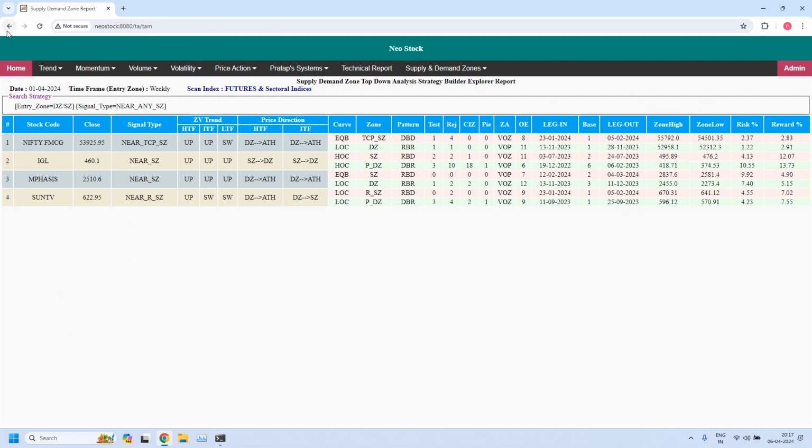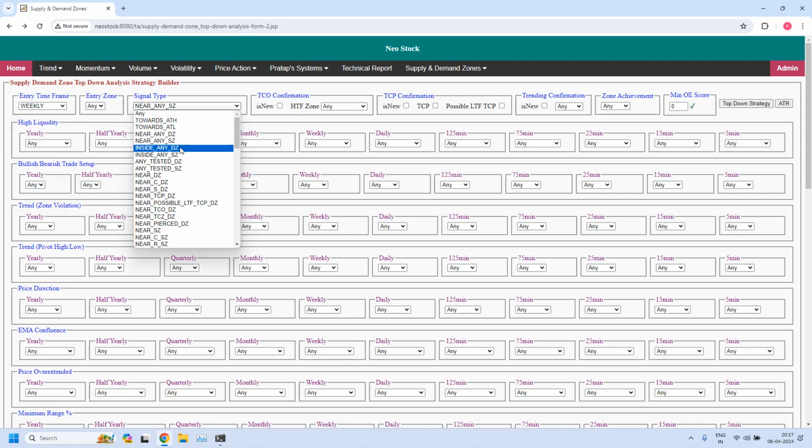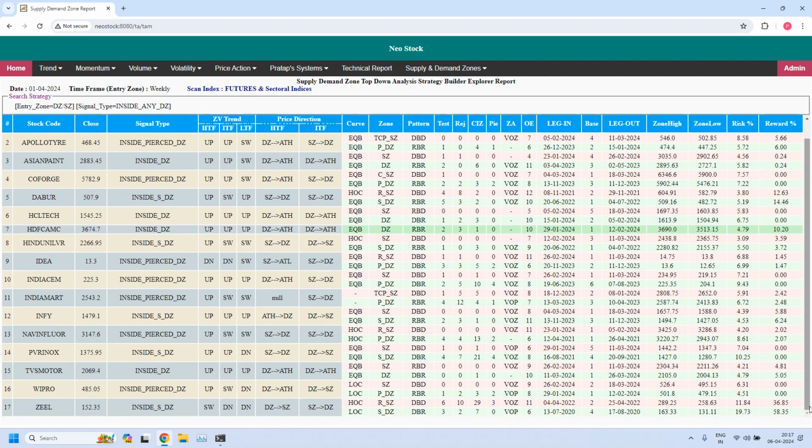So I'm going back. For weekly time frame, let us find the stocks where price closed inside weekly demand zone. So this is the filtered list. So total 17 stocks are filtered where price closed inside weekly demand zone.